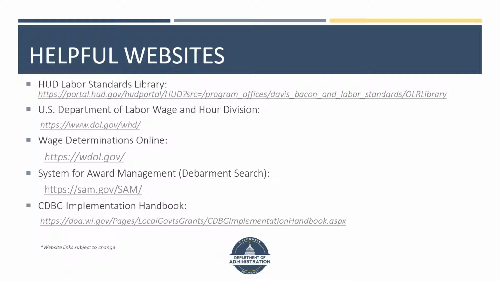These are some helpful websites relating to labor standards. Wage Determinations Online is where the wage determinations and decisions can be found. System for Award Management is a site to look up contractor eligibility. The bottom link is the CDBG Implementation Handbook by Decker, and that is where all chapters and attachments are available. These links are subject to change.